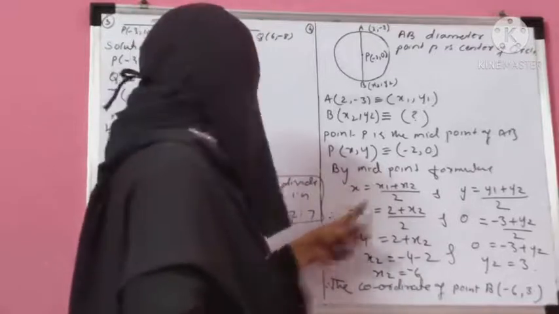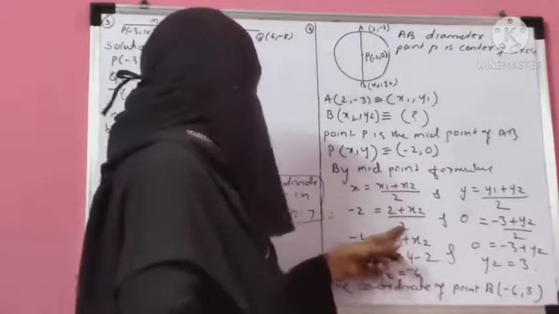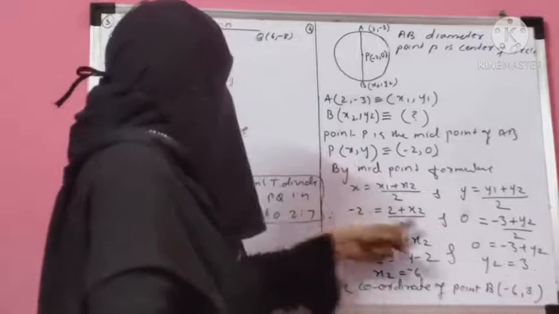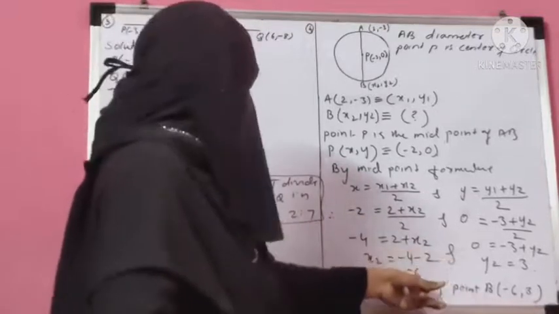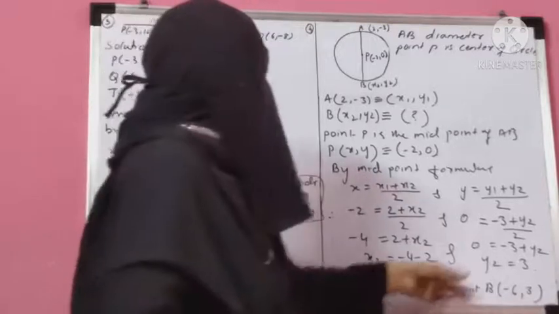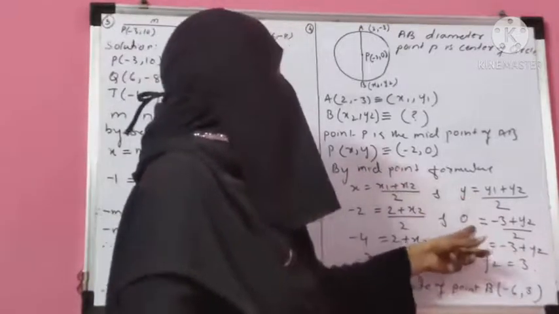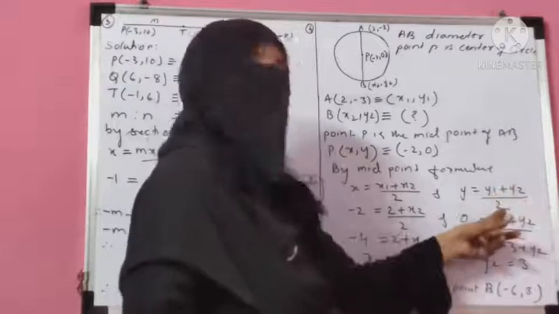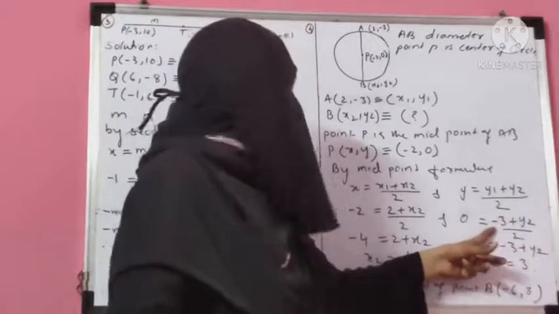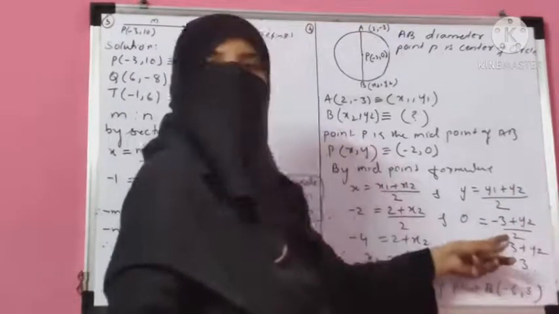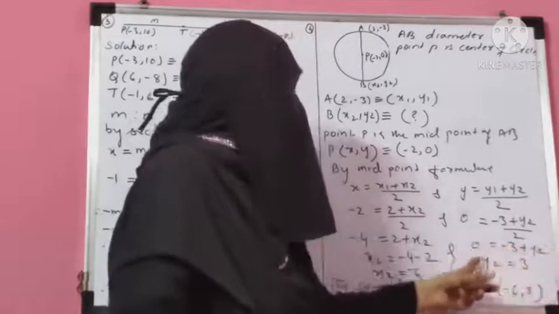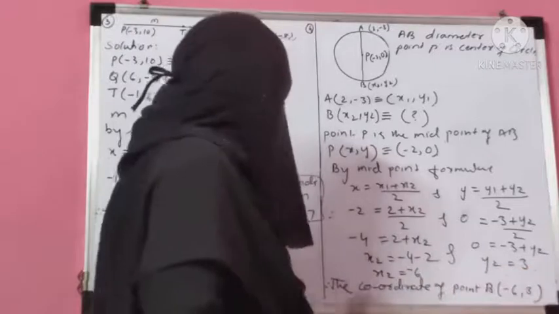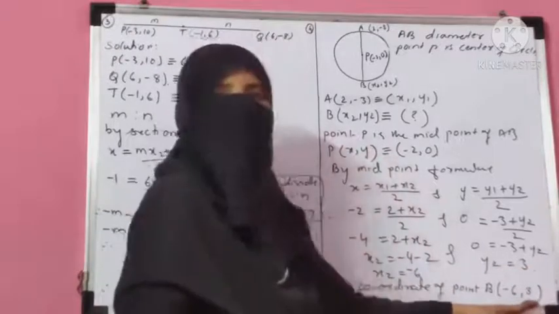x is -2, x1 is 2 plus x2. The 2 here in divide comes in multiply, 2 twos are -4. Plus 2 comes in minus 2, so the answer x2 is -6. Next, the y coordinate is 0, y1 plus y2 divided by 2, y1 value is -3. So -3 plus y2 divided by 2, 2 zeros are 0. -3 plus y2, the -3 comes this side, plus 3. So the coordinate of point B is -6 and 3.